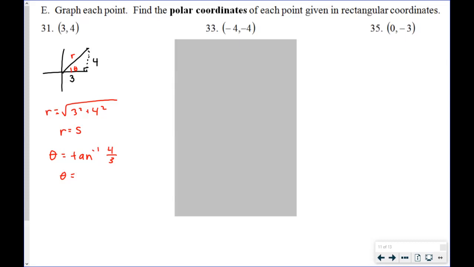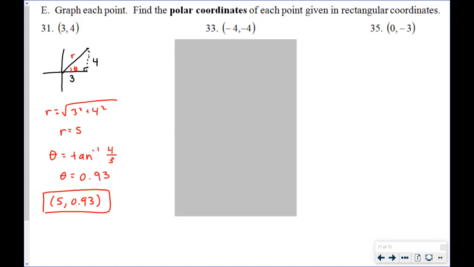On the homework, can we do degrees? Radians, stick with radians. I think I specify on the distance learning calendar if I don't do it the way we're doing it in class. All right, I'll go with 0.93-ish. So the ordered pair then is (5, 0.93). That is the polar ordered pair.